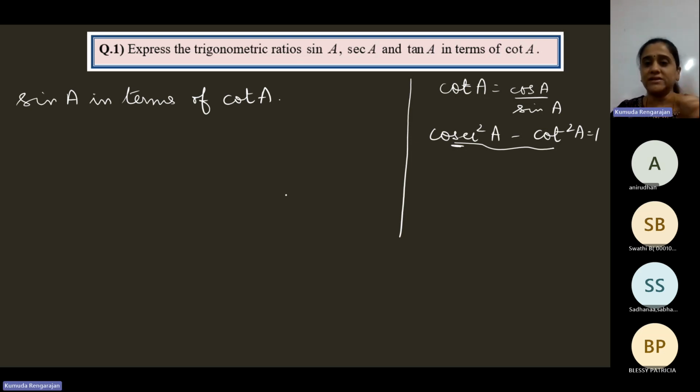Because we need to write sine in terms of cot. We have chosen this identity. Now in this identity, we have cosecant and cot. So we'll write cosecant A in terms of cot A. Then we know that cosecant is 1 by sine, so we replace it and eventually we'll get sine in terms of cot.